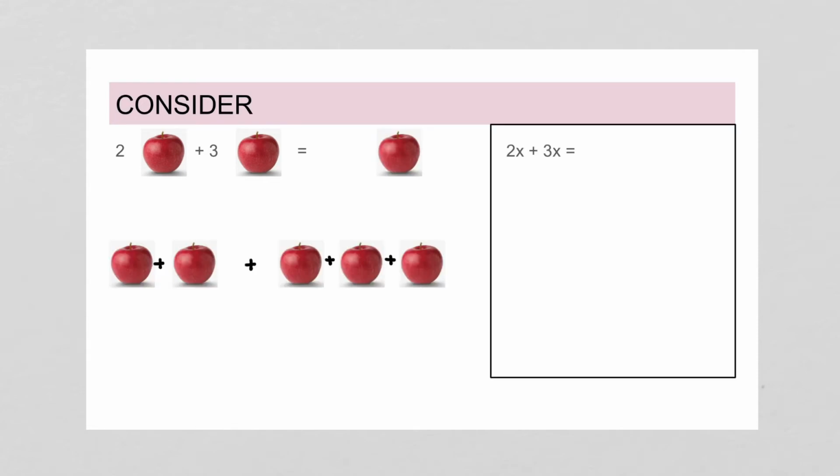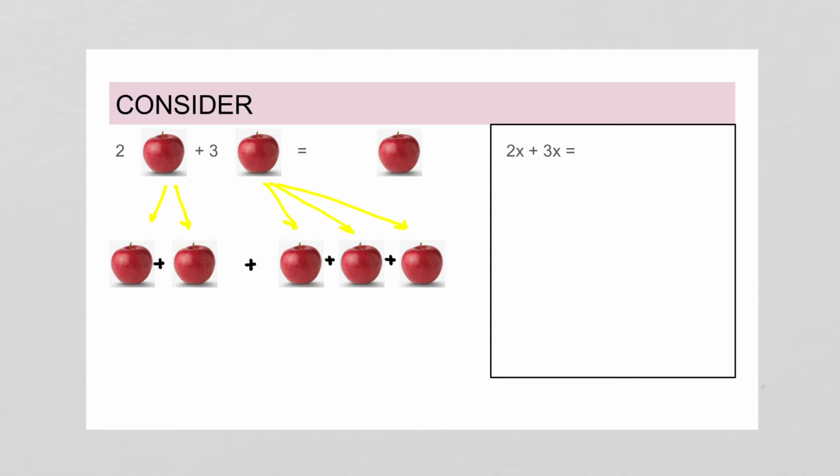So let's consider this. Let's just start thinking here. If I have 2 apples plus 3 apples, well, what do I really have? These 2 apples I could represent right here, and these 3 apples could be represented right here. And if I were to ask, how many apples altogether are there?